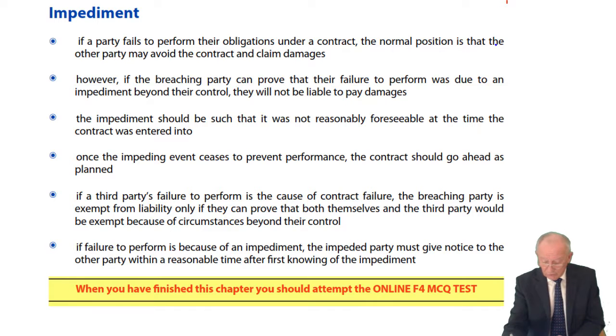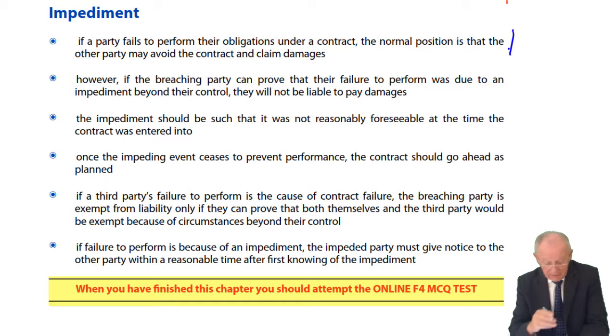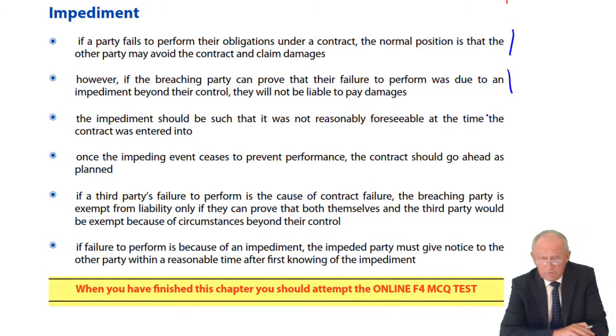If a party fails to perform, the normal position is that the other party may avoid the contract and claim damages. But if my failure to perform is due to circumstances beyond my control, if an impediment has affected my ability to perform my part of the contract, then I can claim that. If the breaching party can prove their failure to perform is due to an impediment beyond their control, then I won't be liable to pay damages. You can sue if you want, but it wasn't my fault. I tried, but I couldn't do it.